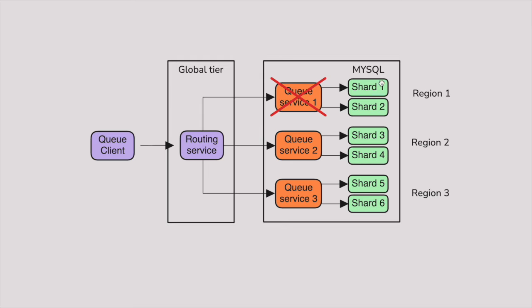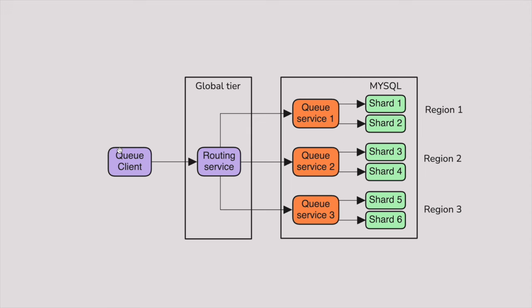So we got two problems. The first one is that clients would need to automate the failover logic inside their services, and that would be spread out across all the clients. And the second problem is that we would lose access to the shards if the specific region goes down.